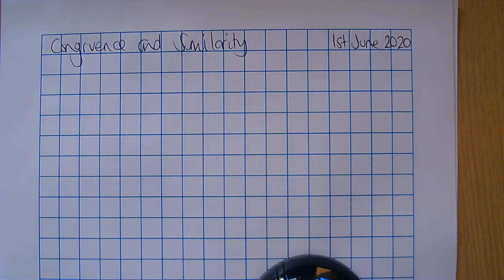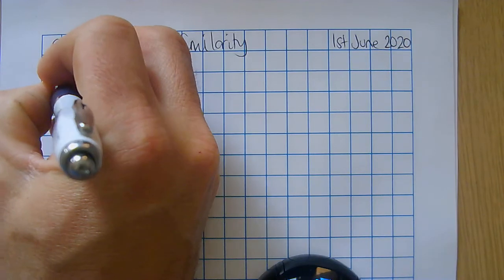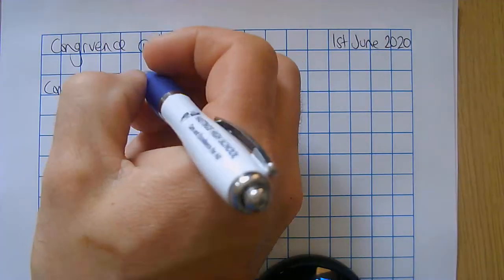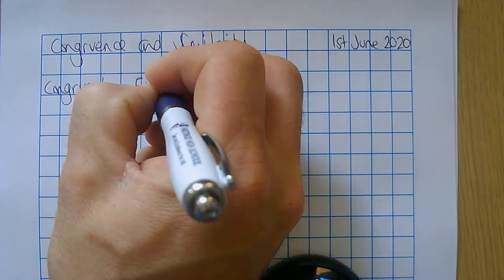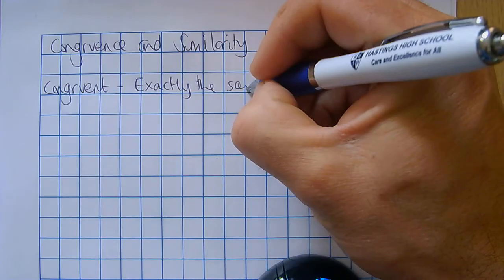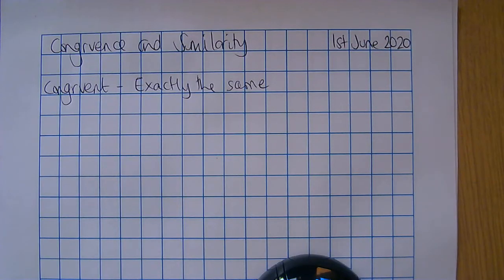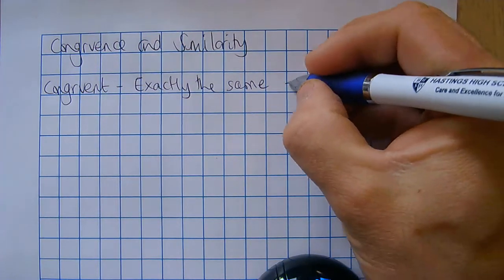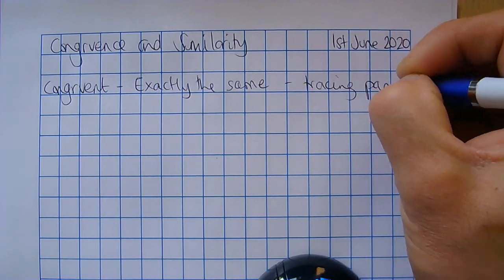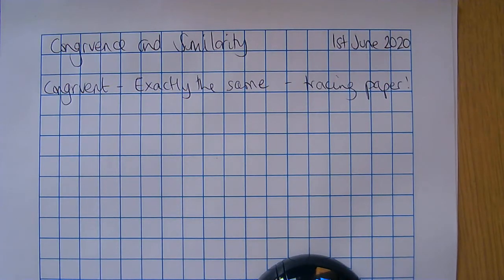So the first thing we want to be able to do is define these two words. If two shapes are congruent, that means they are exactly the same. That means they could be rotated, twisted, or flipped, but they're exactly the same. The easiest way to find this out is to use tracing paper. In the exam we use tracing paper for lots of things, but this is another place where you can use it.